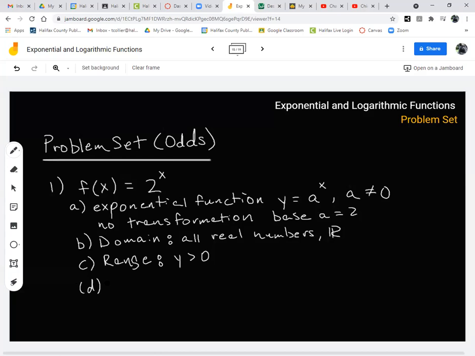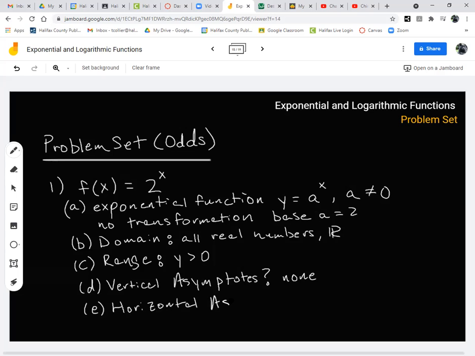Okay. So for exponential functions, are there any vertical asymptotes? No. Exponential functions do not have vertical asymptotes. So I'm going to write none. But we do have horizontal asymptotes. And that's what it asked me in the next question. Do we have any horizontal asymptotes?